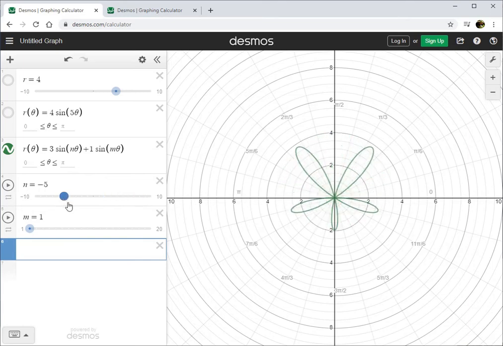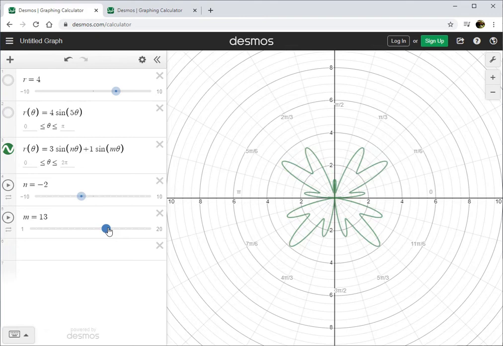So I can make things that look like butterflies or leaves or whatever just by changing the values of M and N. That's a nice looking butterfly graph. I might use that one on my Christmas card. That's pretty much all there is to it.